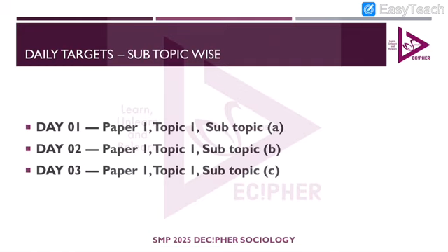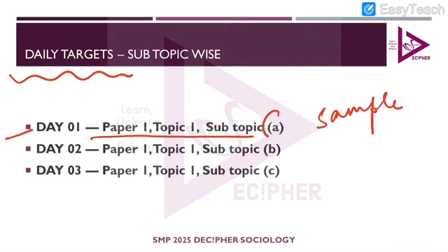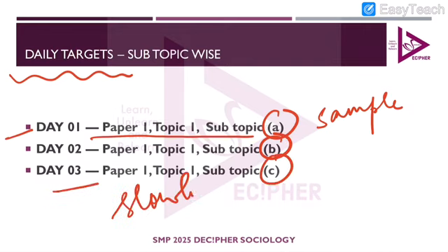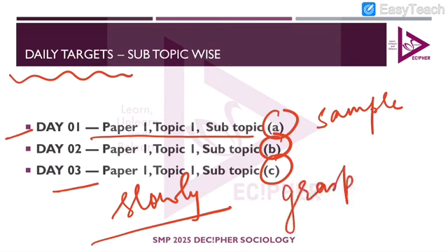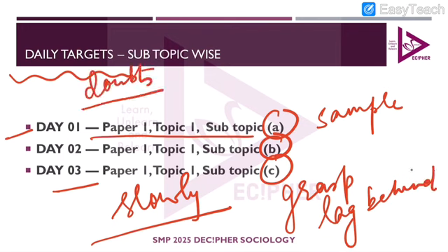So, how do we frame the daily targets? This is just a sample. For example, day 1, paper 1, topic 1, subtopic A, day 2, subtopic B, day 3, subtopic C. So, we will take it slowly so that you are able to grasp the subject and you do not lag behind. We will help you with doubts, we will help you with answer writing every now and then, so you need not worry.